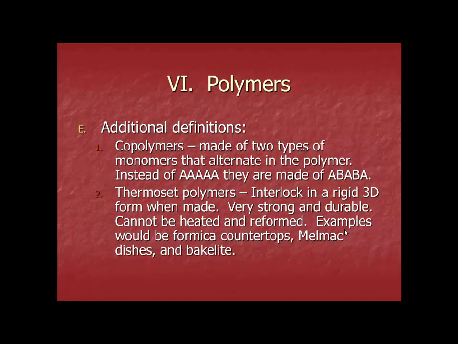Then we have our addition polymers and how they can form. So we could take a copolymer, which is made of two types of monomers that actually alternate. So instead of being the same monomer over and over, A, they're made A, B, A, B, A, B, and they just keep alternating like that.